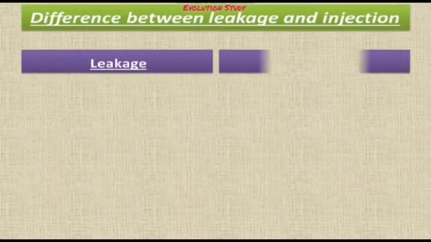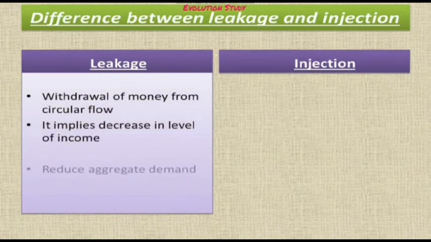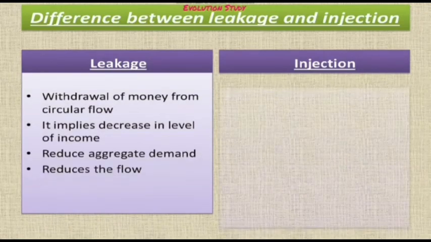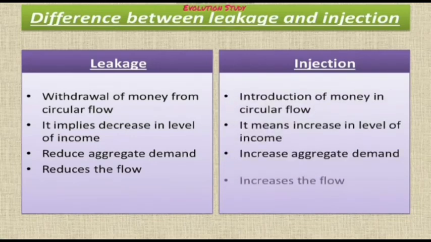Now let's quickly write down the differences between leakage and injection. Leakage is the withdrawal of money from the circular flow, and injection is the introduction of money into the circular flow. Leakage implies a decrease in the level of income, while injection means an increase in the level of income. Leakage reduces the aggregate demand, but injection increases the aggregate demand. Leakage reduces the flow, but injection increases the flow.